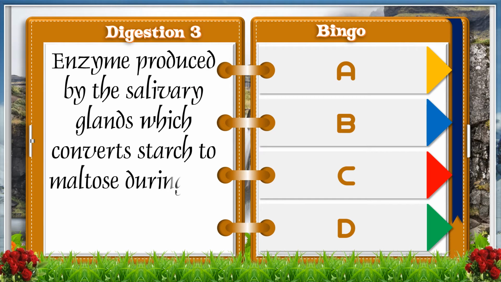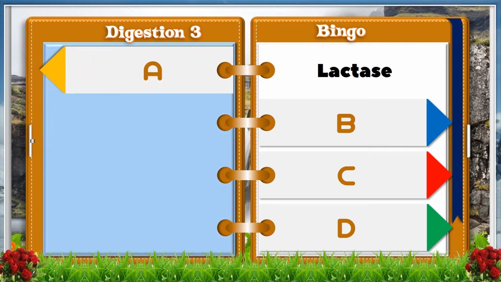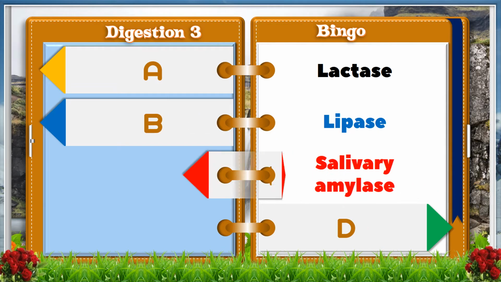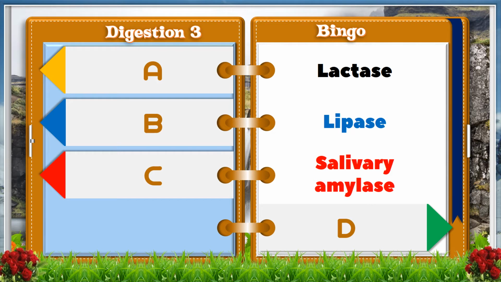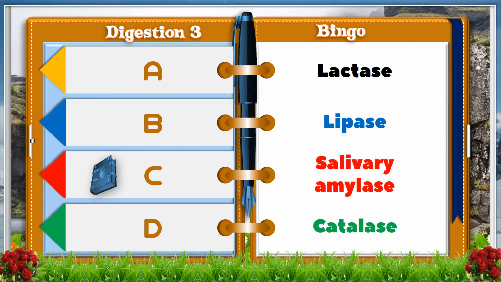Enzyme produced by the salivary glands which converts starch to maltose during the process of digestion. A. Lactase. B. Lipase. C. Salivary amylase. D. Catalase. And the answer is C. Salivary amylase.